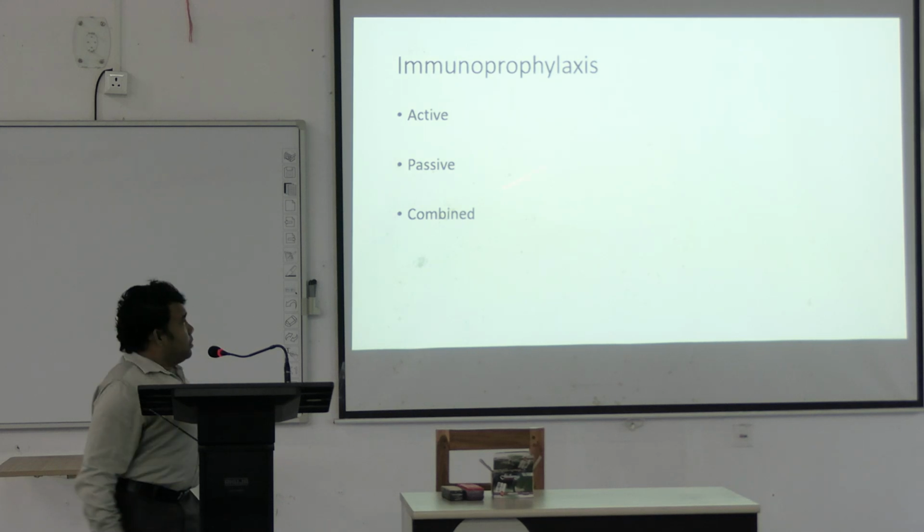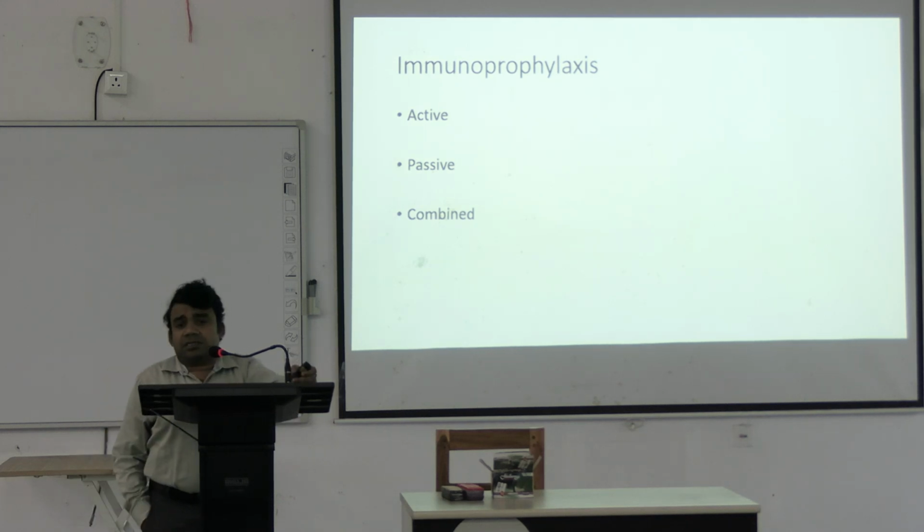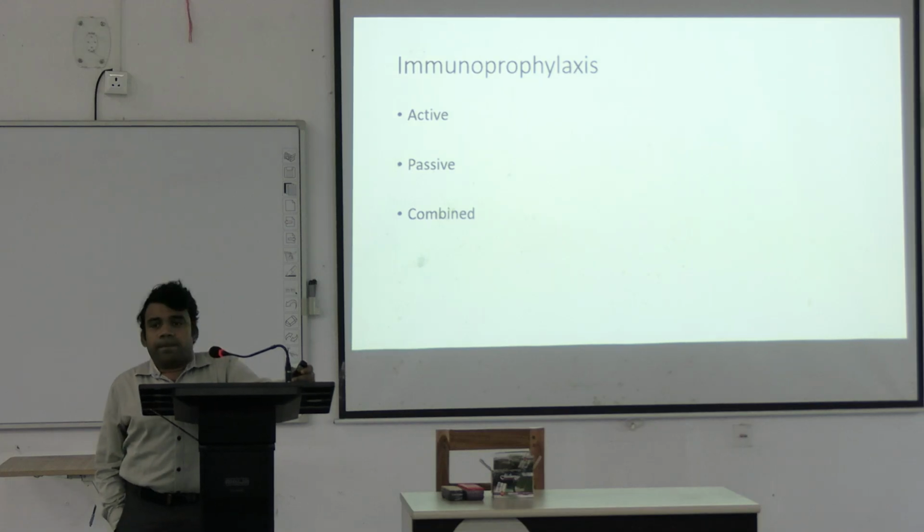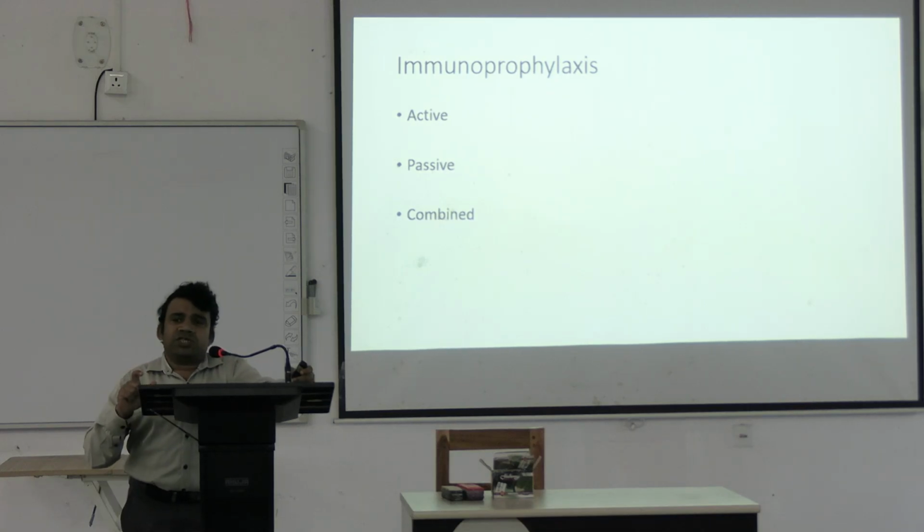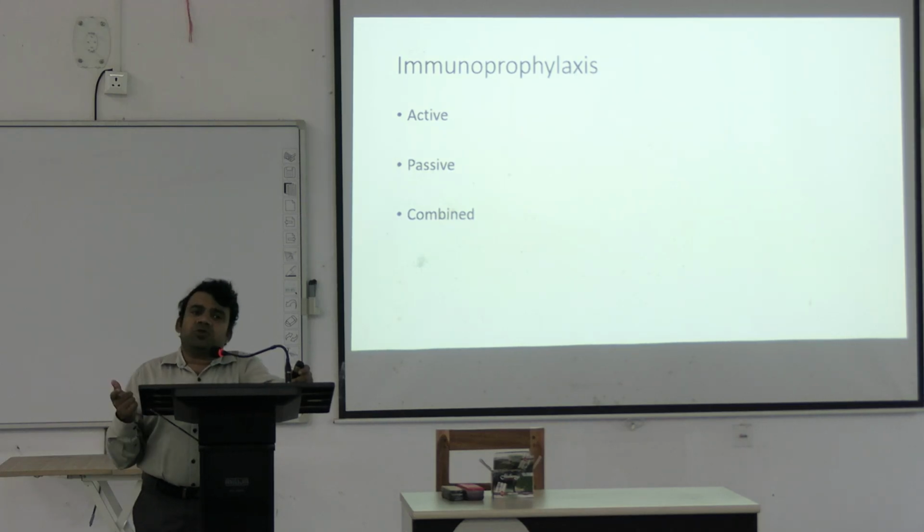Finally, something called combined immune prophylaxis. What is combined immune prophylaxis? Suppose a person is exposed and the nature of the disease is such that even if the person mounts an immune response, the time it takes to mount it will not be sufficient to prevent the infection. In that scenario, both the vaccines and immunoglobulins are given simultaneously. That is called combined immune prophylaxis.